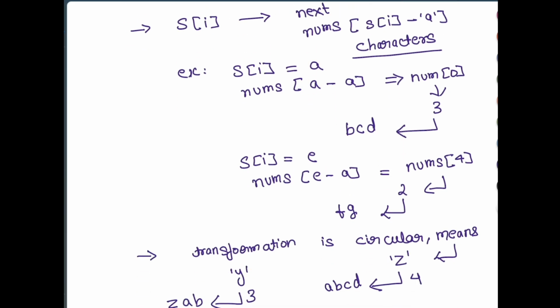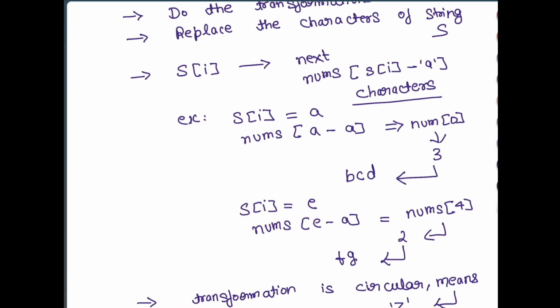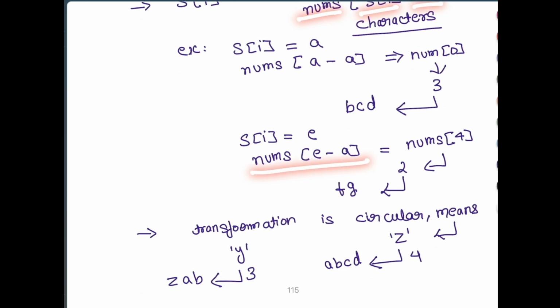Let us try to understand it with one more example. Let us say the current character is e. So again you have to replace the e with the next nums of s[i] minus a characters. What is this? nums of e minus a, right? So e minus a, e is the 5th character, a is the 1st character, so this will be 4, right? So you need to find the value of nums of 4. Let us say nums of 4 is 2. It means you need to replace this e with the next 2 characters, which are f and g, right? So this is the transformation, or these are the replacement rules.